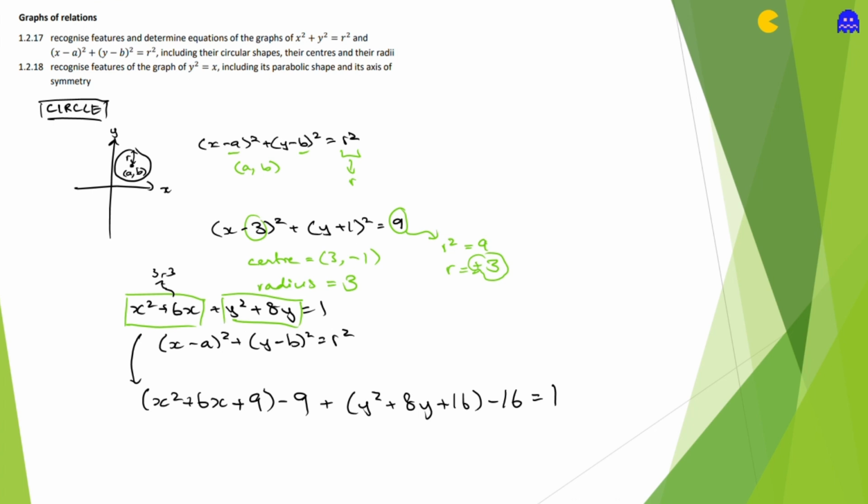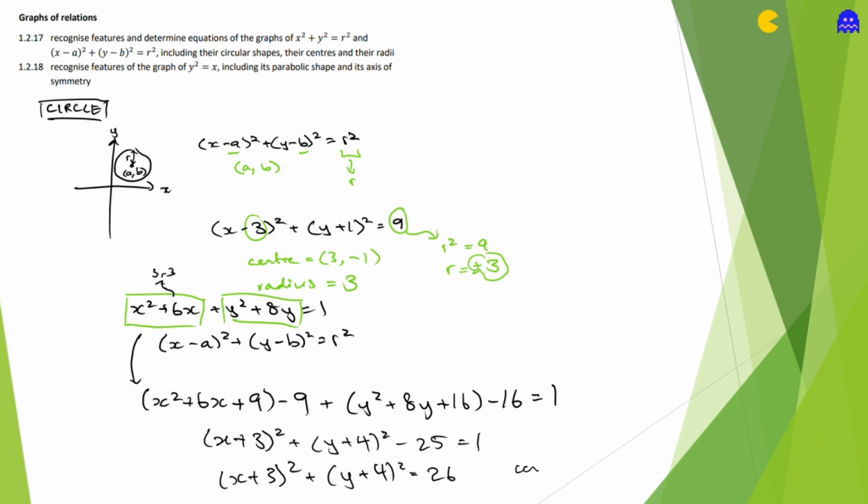If we factorize x squared plus 6x plus 9, we get (x plus 3) all squared. We get (y plus 4) all squared. And we have minus 25 equals 1. And so as a result, we get (x plus 3) squared plus (y plus 4) squared equals 26. And if we look at this, we know that we will have a center equal to (negative 3, negative 4), and a radius equal to the square root of 26.